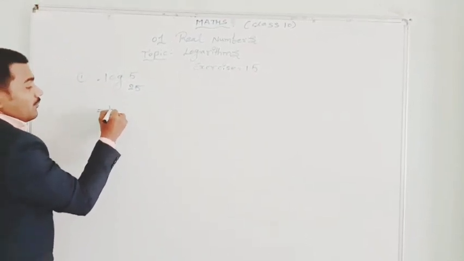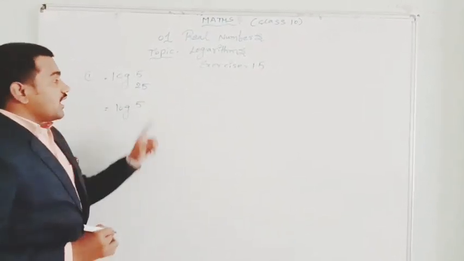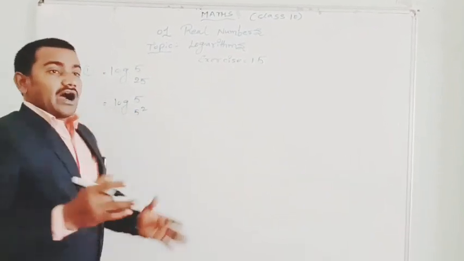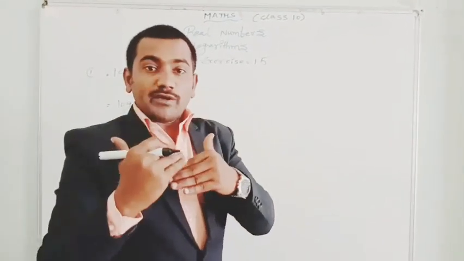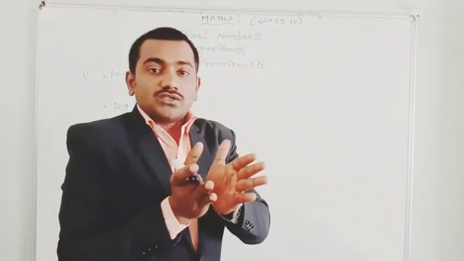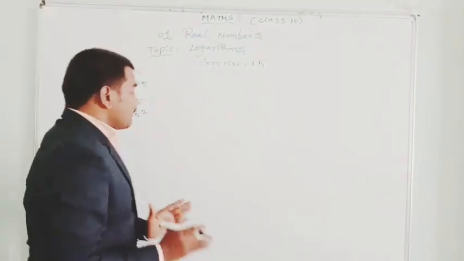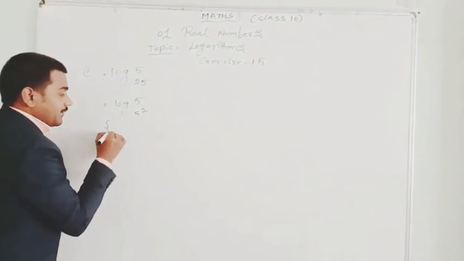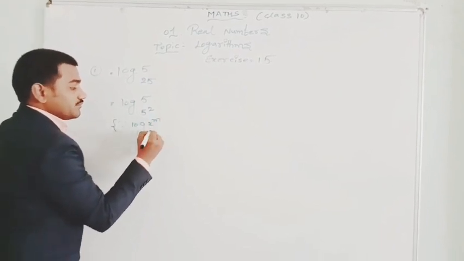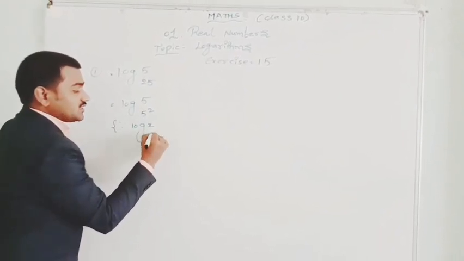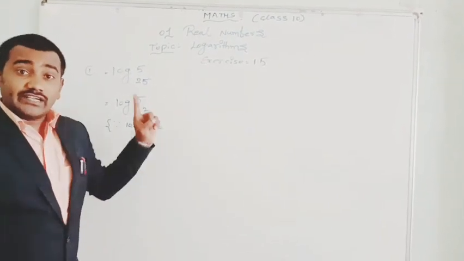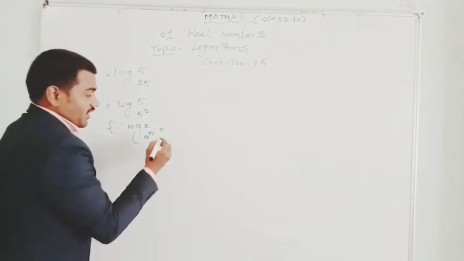Let's write this now. The 25 can be written as 5 square. See, here our motto is that we need to make the log value and the base value equal if possible. Then only can the problem be solved further. So here it is of the form log x^m base a^n. I have given 10 formulas in my previous video, and this is one of the formulas.